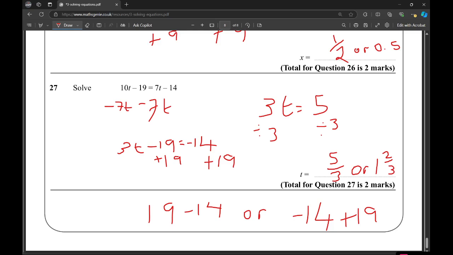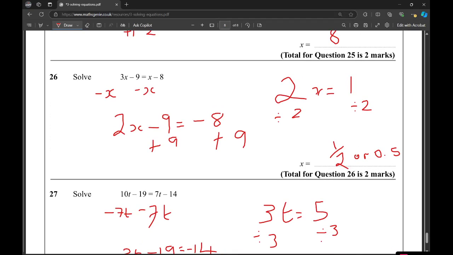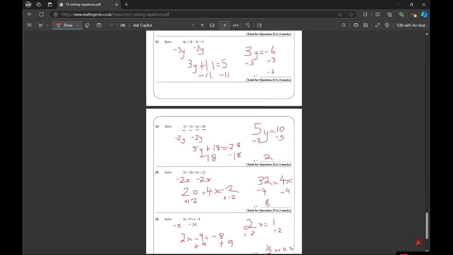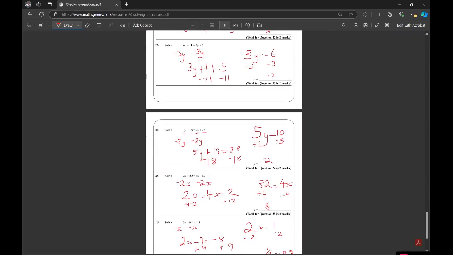And that, guys, takes us to the end of today's session. That was solving equations.